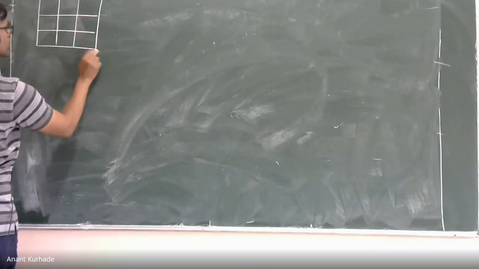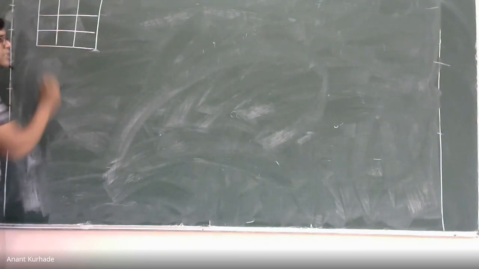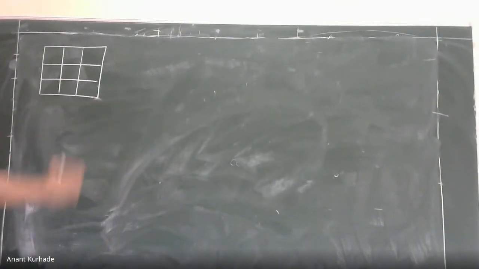Now see, the distance between two successive nodes is called mesh length. Just remember this. It is required for Poisson's equation.